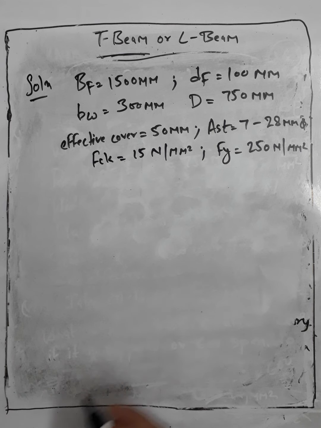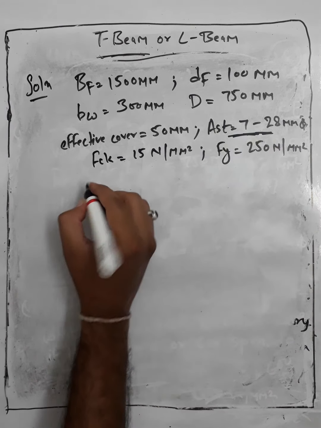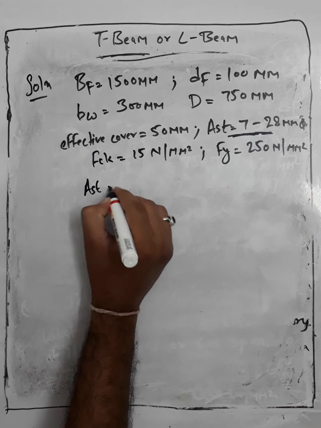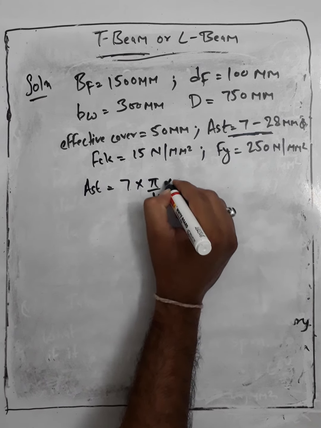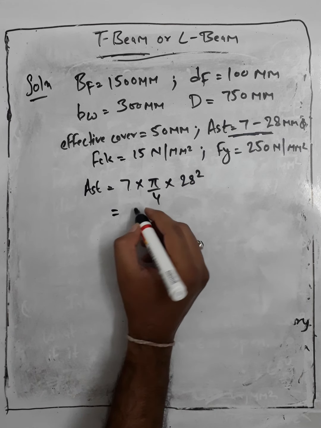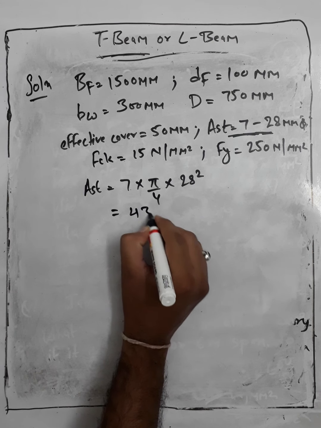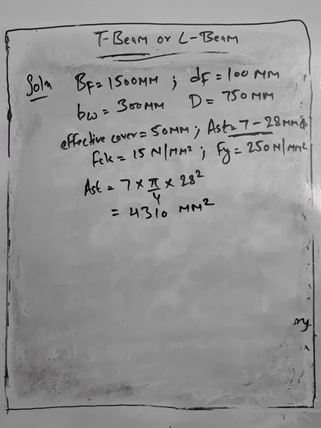So here we solve this AST part because this value is used many times. First we solve AST. We have 7 bars of 28 mm dia. So here we get AST is equal to, after solving this, 4310 mm square. We have to use these values for finding the moment of resistance and load.